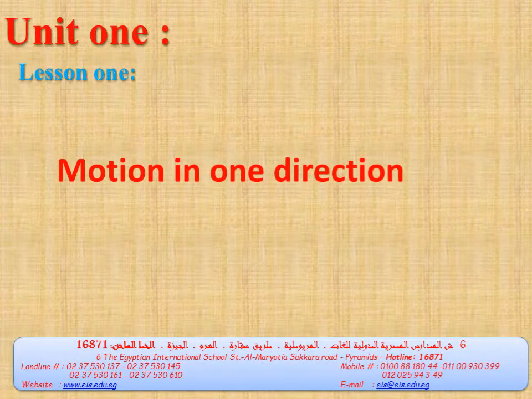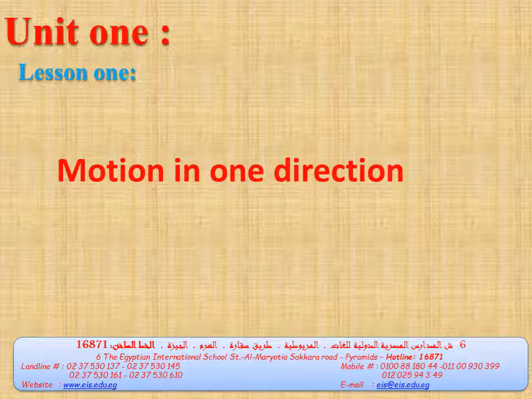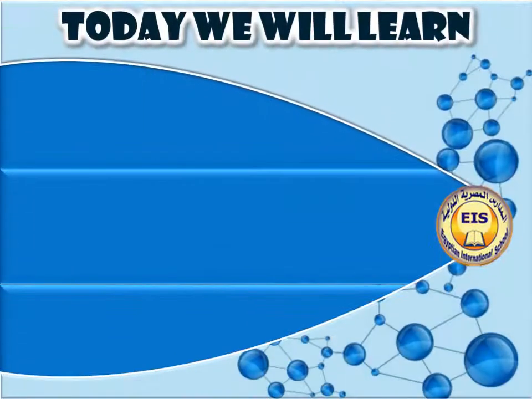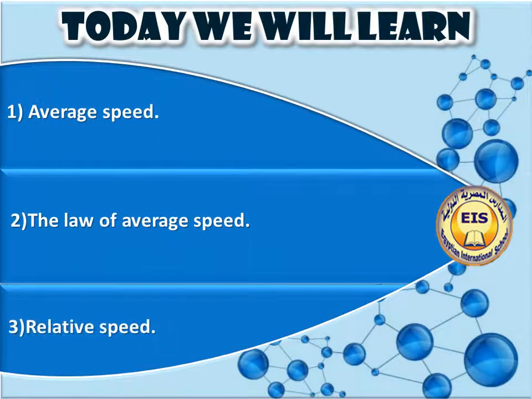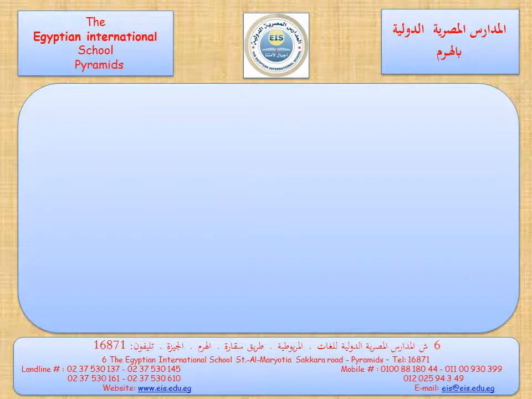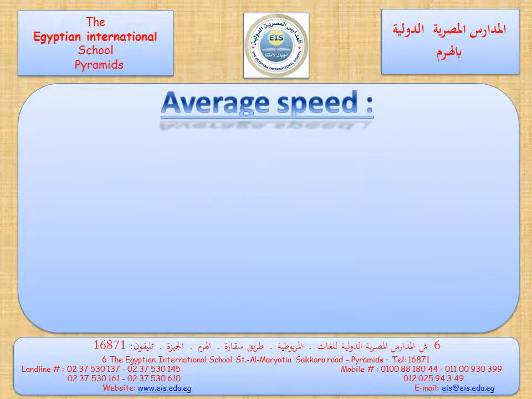We will continue our lesson about motion in one direction. And we will learn the average speed, the law of average speed, and the relative speed. First, we will know the meaning of average speed.